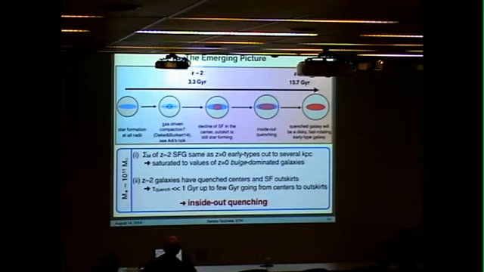Another point is that the redshift 2 galaxies have already quenched centers, so the specific star formation rate is reduced, and the star formation is happening in the outskirts. When you calculate with a simple model how the quenching has to progress, we find that the quenching in the center is much less than a giga-year, and in the outskirts it's several giga-years. So this implies inside-out quenching.